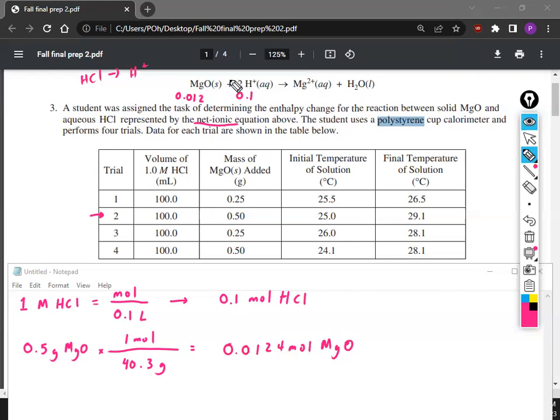Okay, so based on these ratios, that means we need 2 moles of HCl in order to react with every 1 mole of MgO. But if you take a look at these values, which one is a lot smaller? Yeah, the MgO is significantly smaller than this one right here, right? It's 10 times smaller. So just by looking at these numbers, you can already figure out MgO is going to be your limiting reagent.